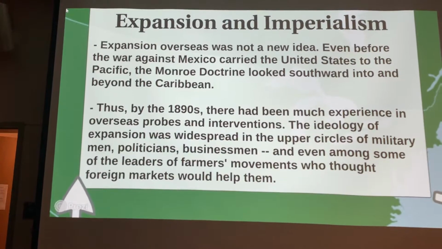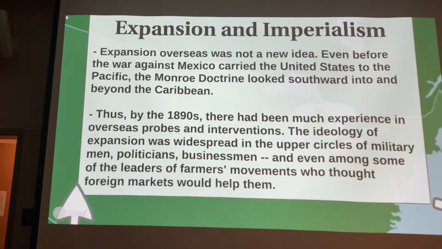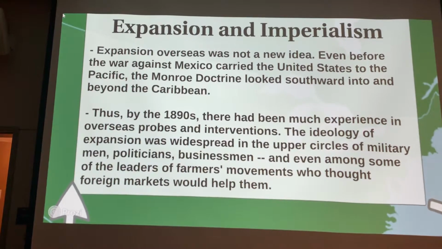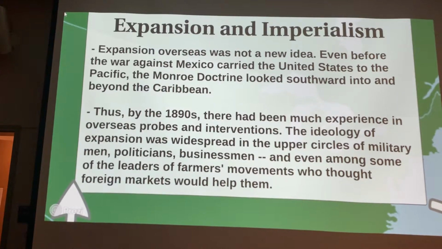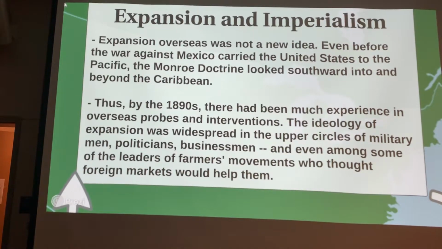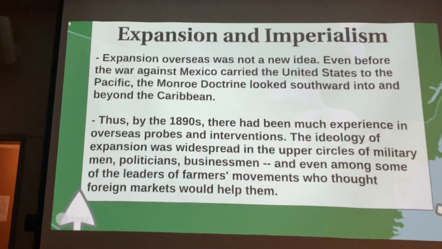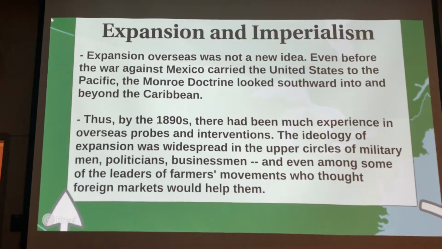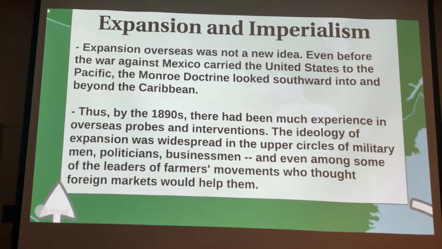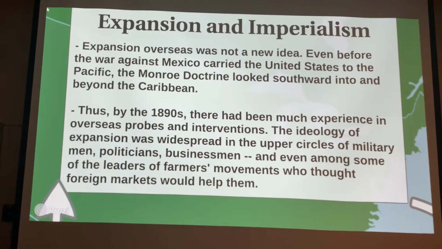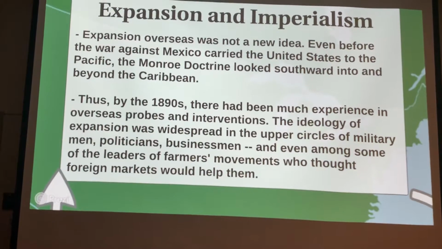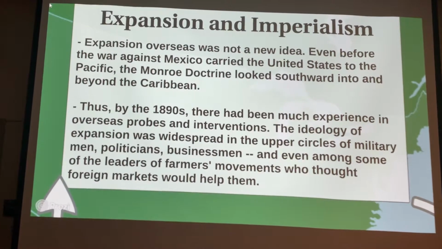And now just briefly discussing expansion and imperialism. Expansion overseas was not a new idea. Even before the war against Mexico, the Monroe Doctrine discussed looking further south to the Caribbean islands, or even beyond the Caribbean islands. And by the 1880s, there had been much experience overseas with the military taking control of some governments or helping some governments take control of the situation. As well, businessmen had ventured out there already, and they saw potential in gaining lands for trade and economic reasons.